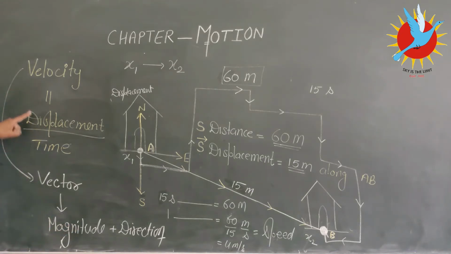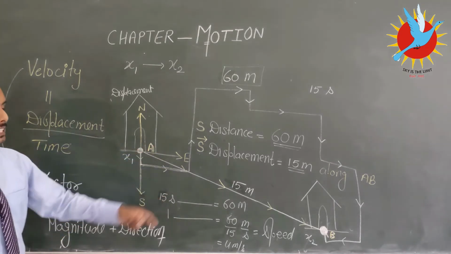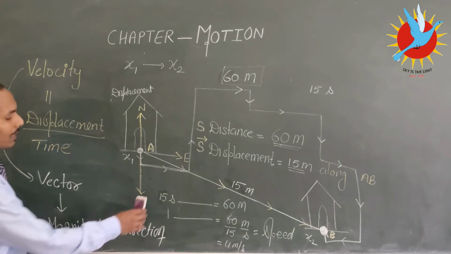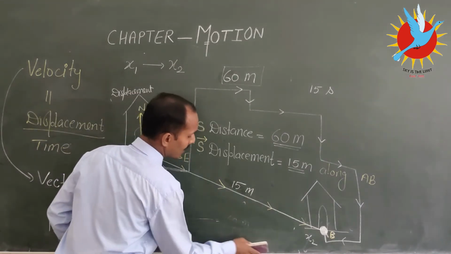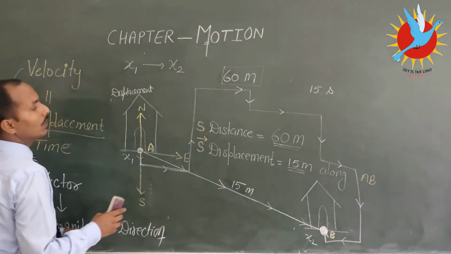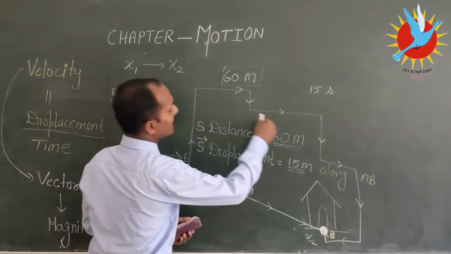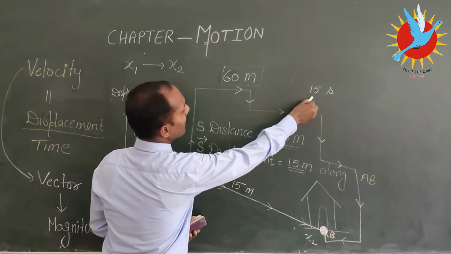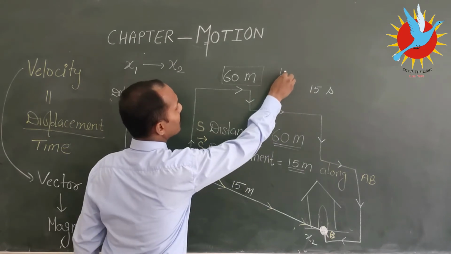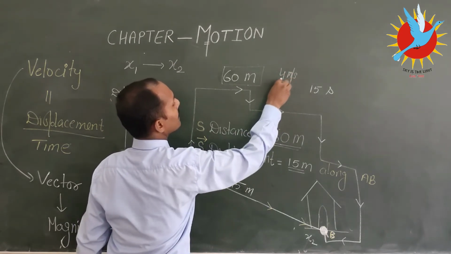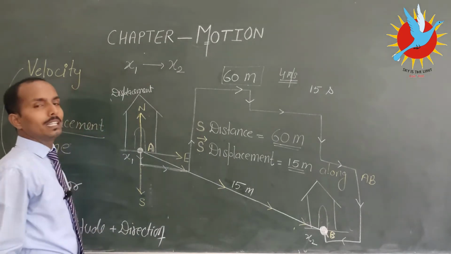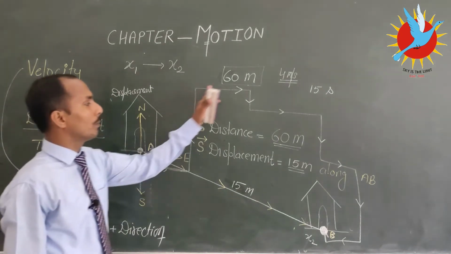So how do you define velocity? Velocity is the ratio of displacement upon time. Firstly, tell me, in this case, what is its speed? Your speed is 60 divided by 15. Speed is 4 meters per second.